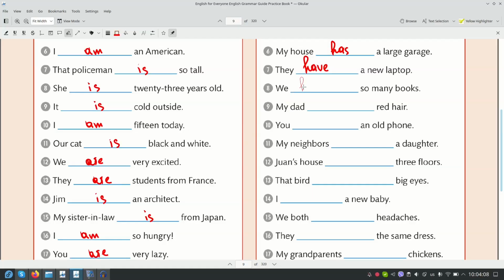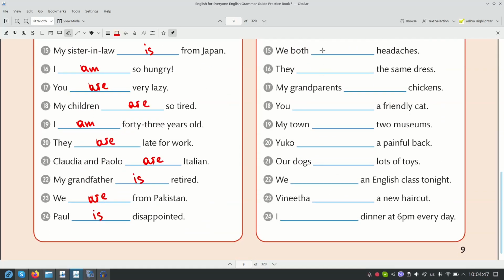We have so many books. My dad has red hair. You have an old phone. My neighbors have a daughter. Juan's house has 3 floors. That bird has big eyes. I have a new baby.